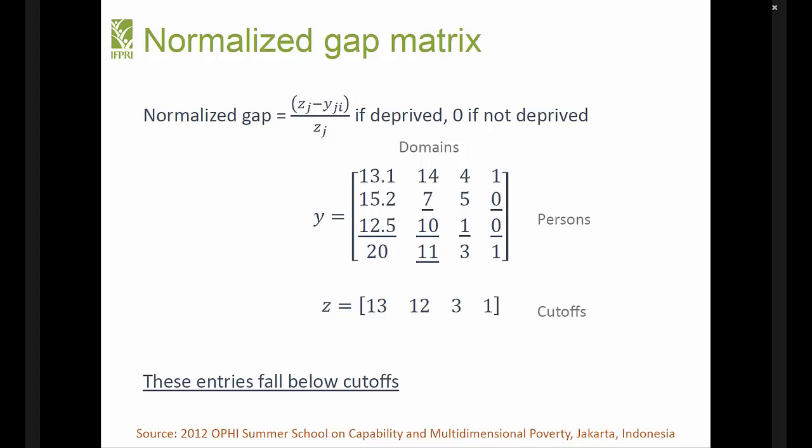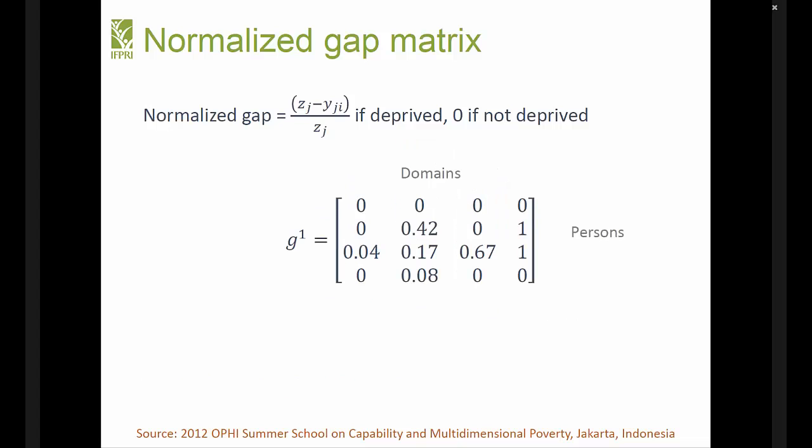Normalized gap. So that was sort of like the headcount analog. For the normalized gap, this is the formula: the shortfall over the cutoff if deprived, and 0 if not deprived. So the rule is, we take the gap if they're deprived, and 0 if not deprived. This is similar to the censoring that was done before, right? You don't count the gap if the person is not poor, if they're over the poverty line. But there's going to be another level of censoring that we'll do later.